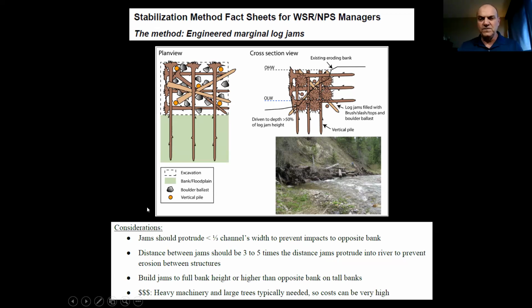So these are two-page fact sheets. And these are in an appendix in the report. So all 20 of the treatments have a fact sheet associated with them. I'm just showing you one here to outline how it's presented in the report.